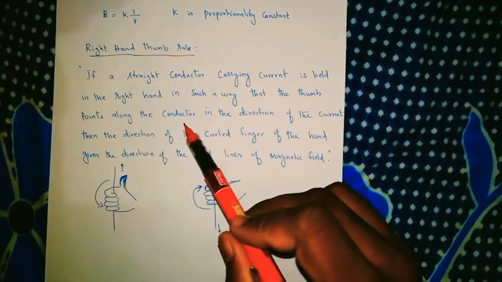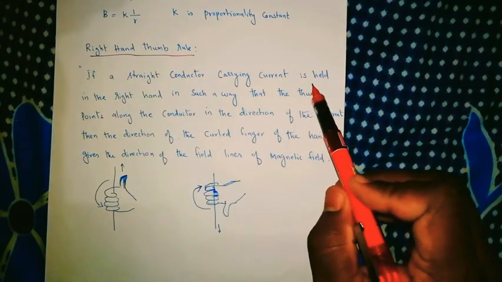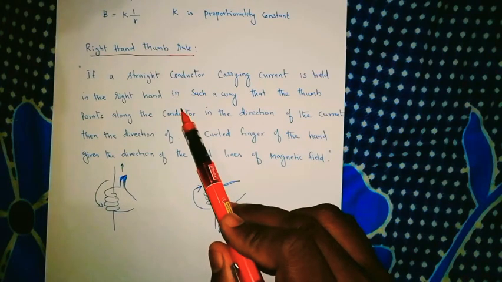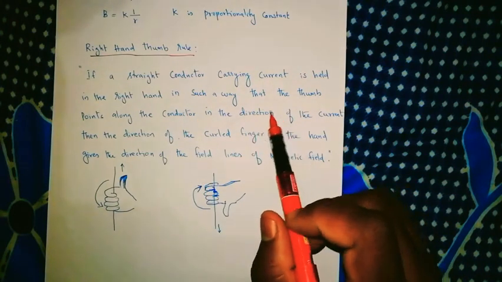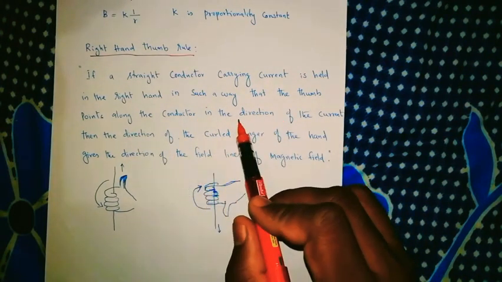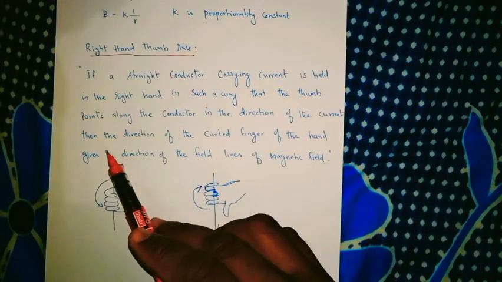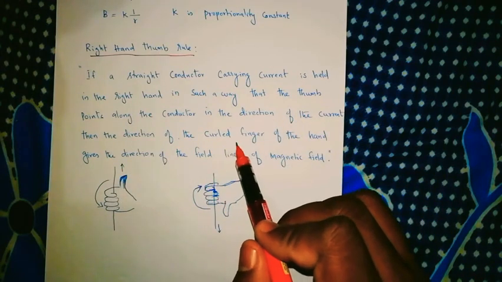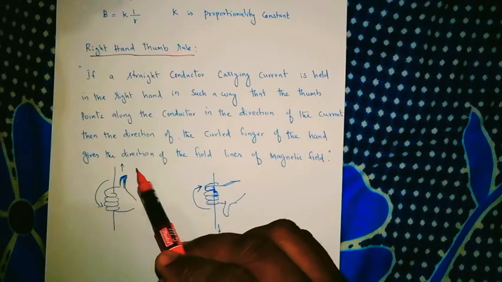If a straight conductor carrying a current is held in the right hand in such a way that the thumb points along the conductor in the direction of the current, then the direction of the curled fingers of the hand gives the direction of the field.